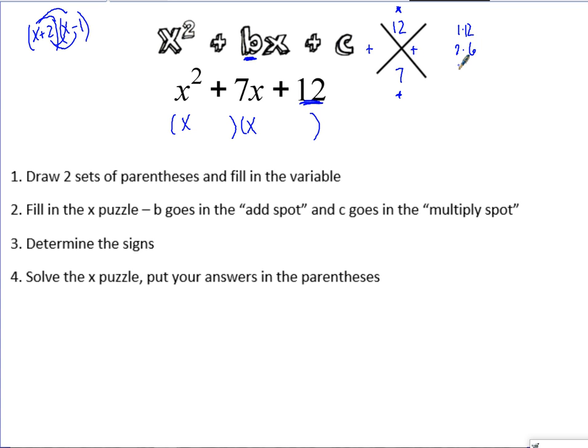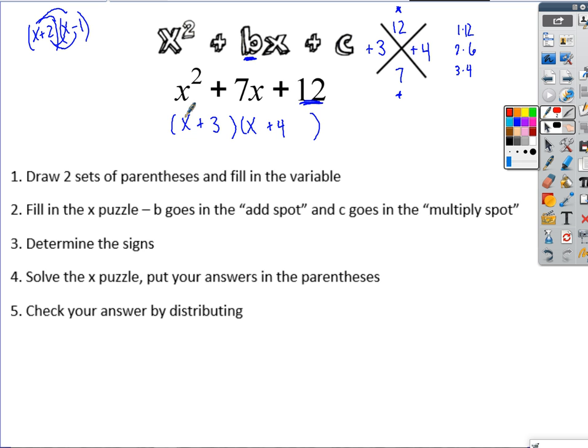What else could I multiply to get 12? Well, 3 times 4. 3 times 4 is 12. 3 plus 4 is 7. So my numbers are going to be positive 3 and positive 4. So that is what I'm going to fill in here. One factor is x plus 3, and the other factor is x plus 4. Okay, and check your answer by distributing. What that means is if I were to multiply this back out, I should get x squared plus 7x plus 12 as my answer. So I'm going to do that now.